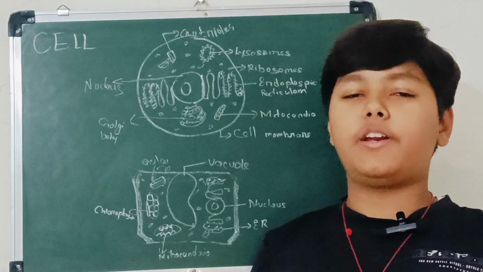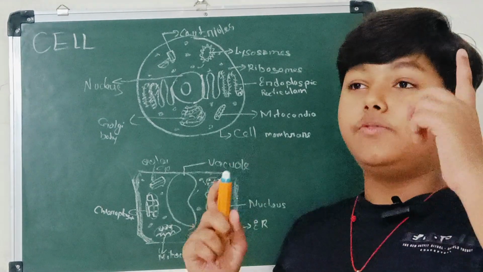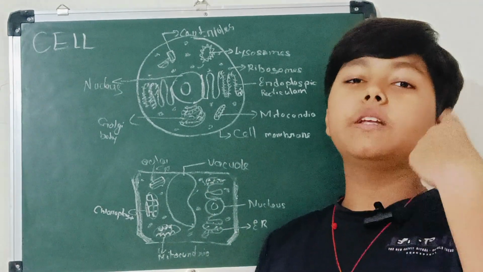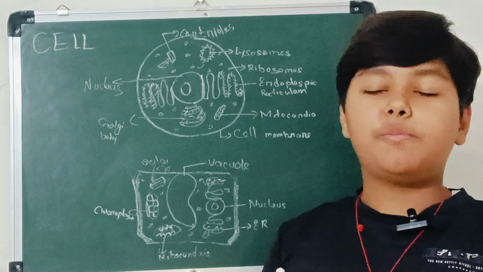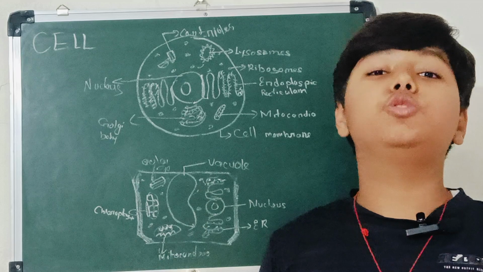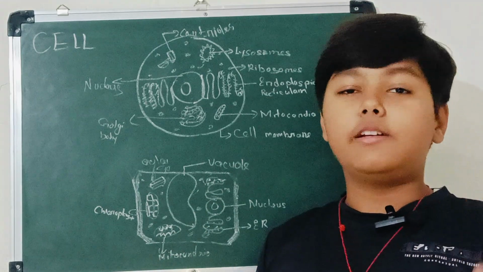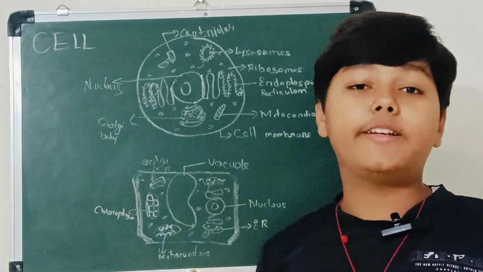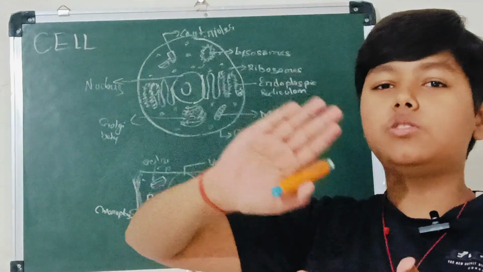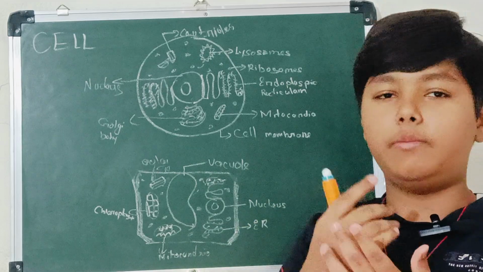There are mainly two kinds of endoplasmic reticulum. First is smooth endoplasmic reticulum. Second is rough endoplasmic reticulum. In smooth endoplasmic reticulum, no ribosomes are present, and in rough endoplasmic reticulum, ribosomes are present. First the smooth will be there, then after that the rough will be there.